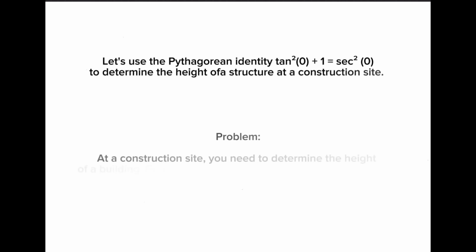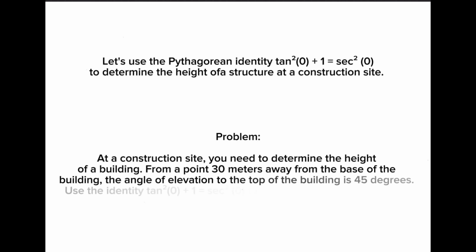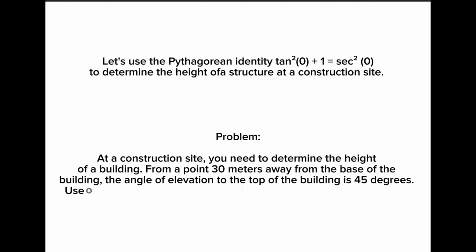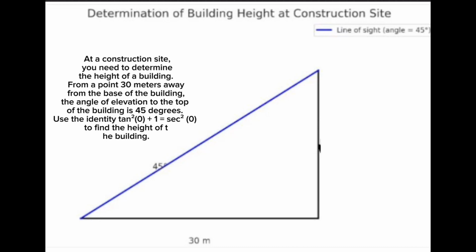Real-world connection of trigonometric concept. To determine the height of the building using the given information and the Pythagorean identity for trigonometric functions, we are given the distance from the observation point to the base of the building, which is 30 meters, and the angle of elevation to the top of the building, which is 45 degrees. We need to find the height of the building.